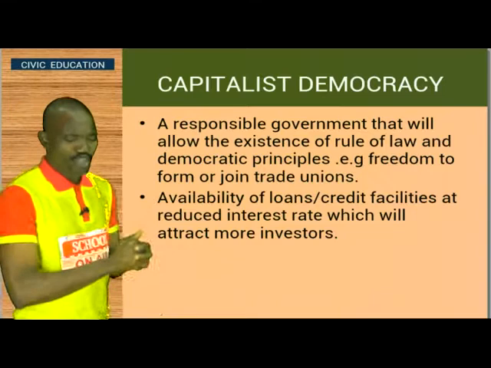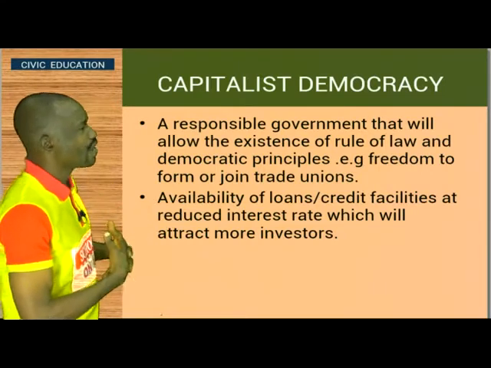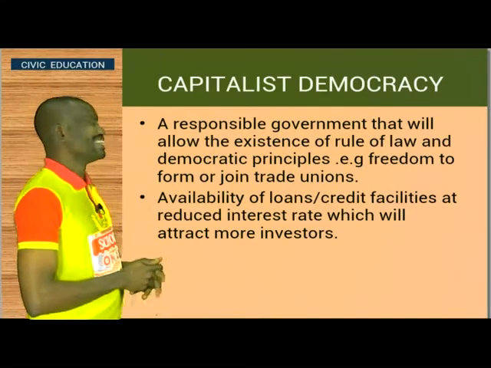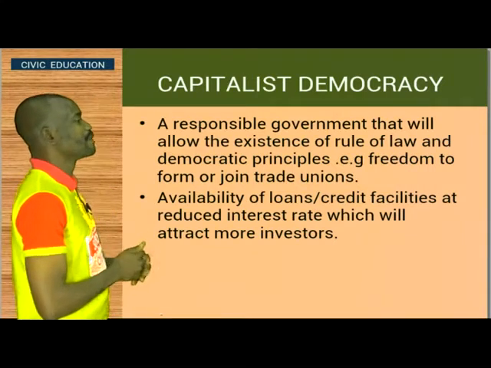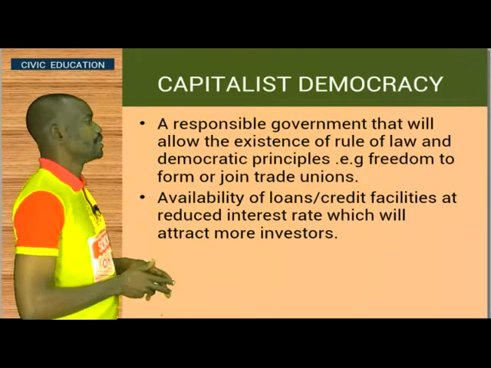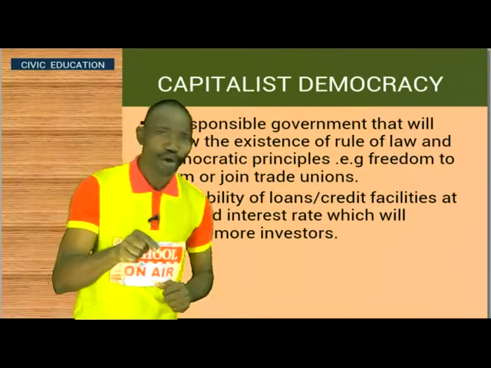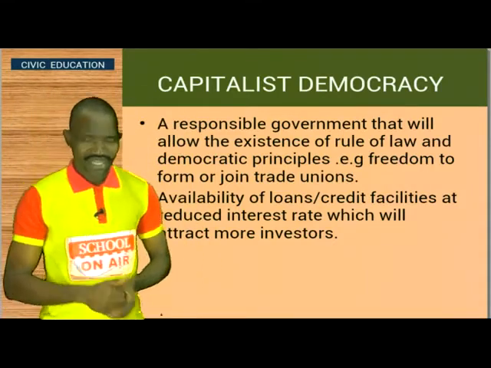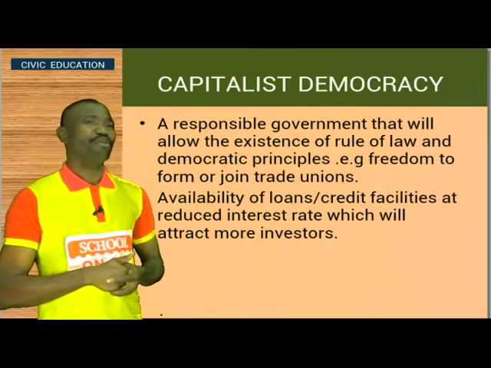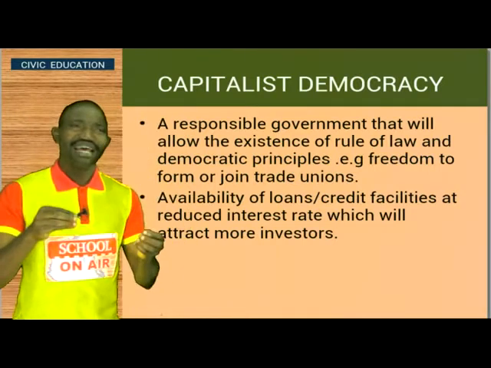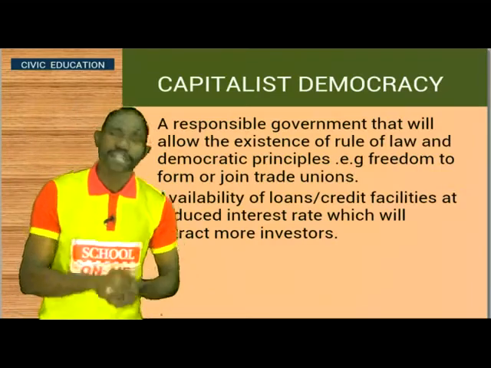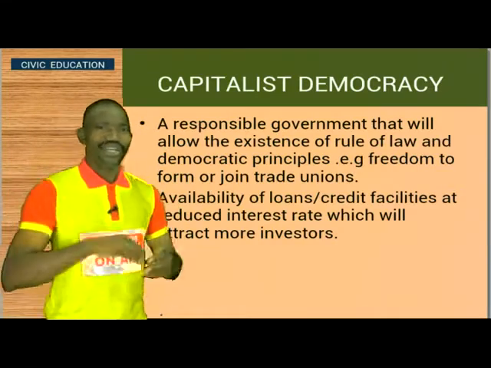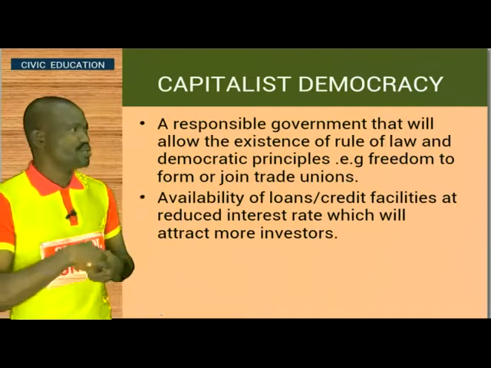We need a responsible government that will allow the existence of rule of law, that will respect the rule of law and democratic principles, e.g. the freedom of workers to form or join trade unions. That's another factor for guaranteed employment. Laws that will be liberal, that will give people the freedom to form trade unions, that will give people the freedom to join trade unions.